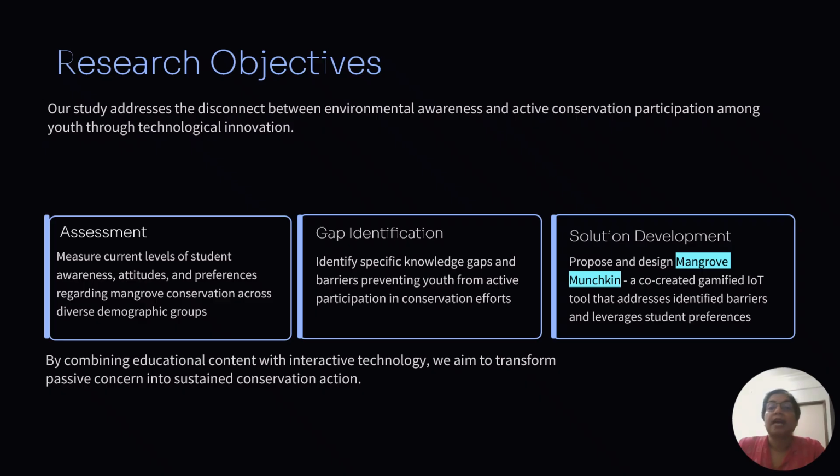Based on the challenges we identified, our study had three main objectives. First, to assess the current level of awareness, attitude, and engagement preferences among students regarding mangrove conservation. Second, to identify knowledge gap barriers that prevent students from moving from awareness to active participation. And finally, third, to design and propose co-created gamified IoT-based tools, which we call Mangrove Munchkin, that can transform learning into sustained conservation action.